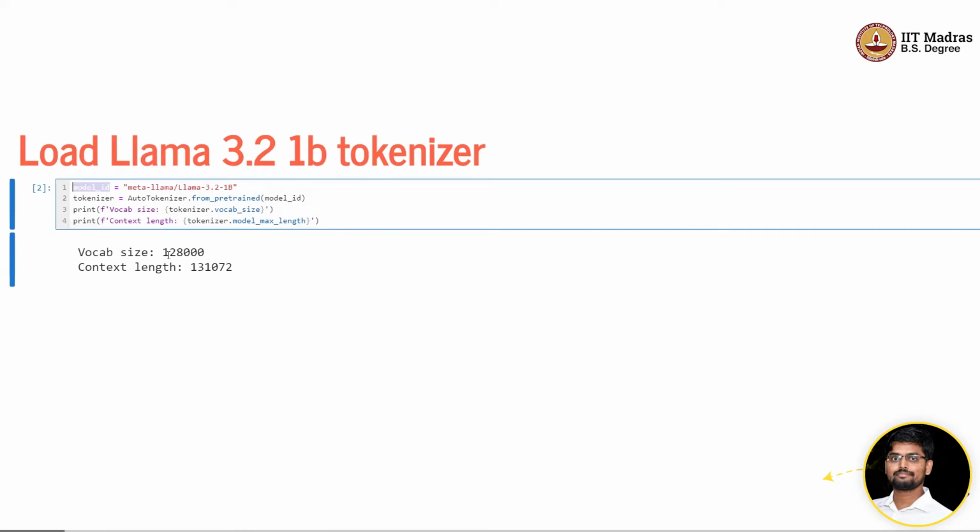This is really huge because it is a multilingual model. When you tokenize all the available data from the internet, a vocab size of 128K is a good one to represent all the languages. Moreover, compared to the previous version of Llama, the current version has a really huge context length of 131K, but for our demo purposes we are going to limit it to 2024.